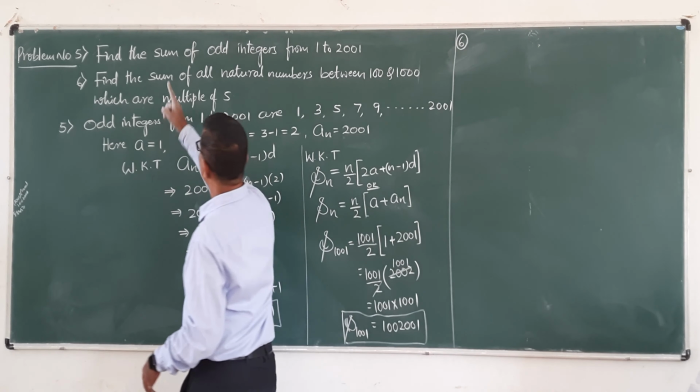The word between 100 and 1000, which are multiples of 5.